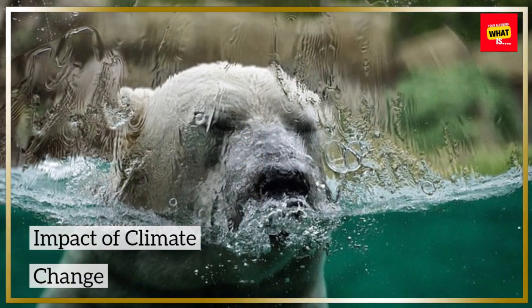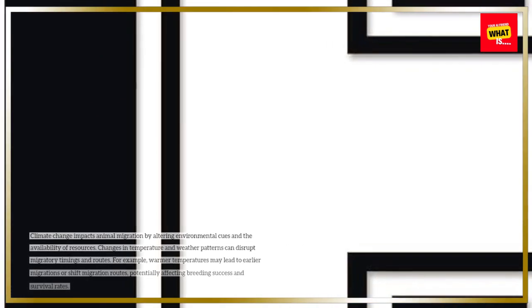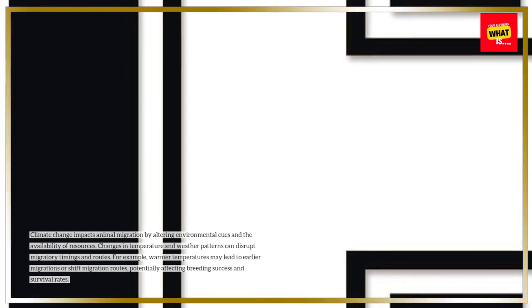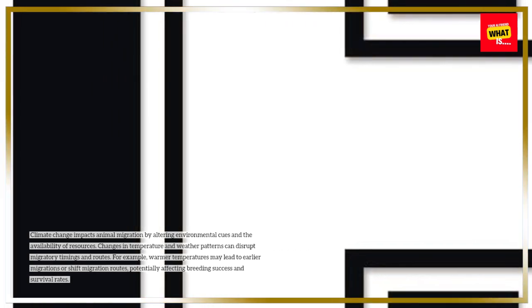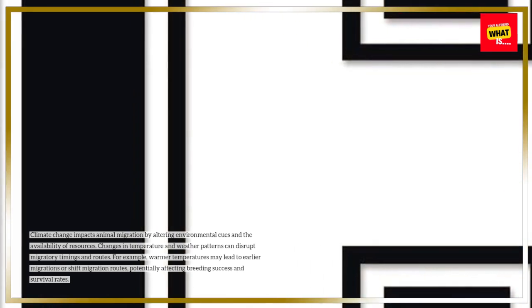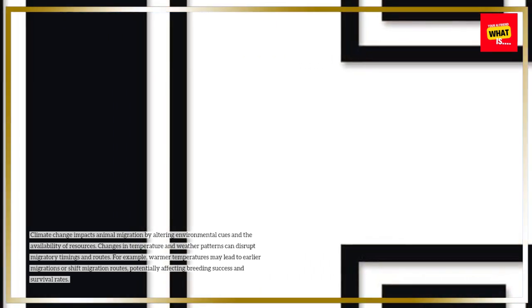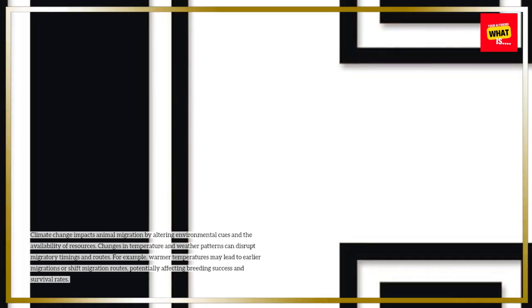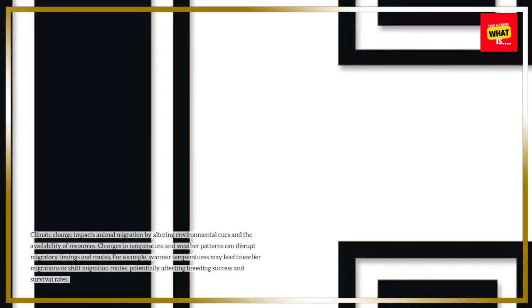Impact of climate change. Climate change impacts animal migration by altering environmental cues and the availability of resources. Changes in temperature and weather patterns can disrupt migratory timings and routes. For example, warmer temperatures may lead to earlier migrations or shift migration routes, potentially affecting breeding success and survival rates.